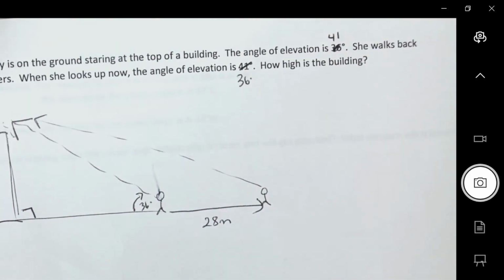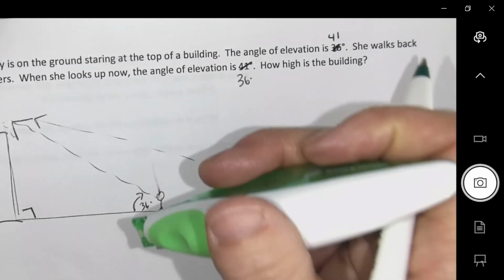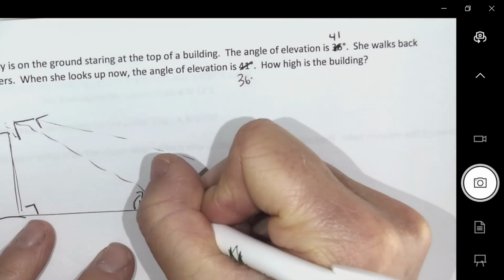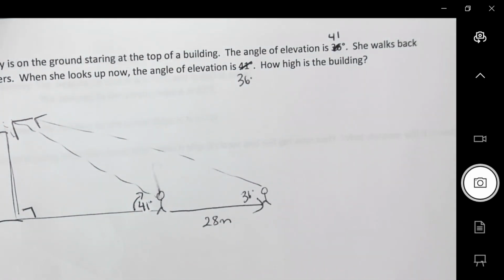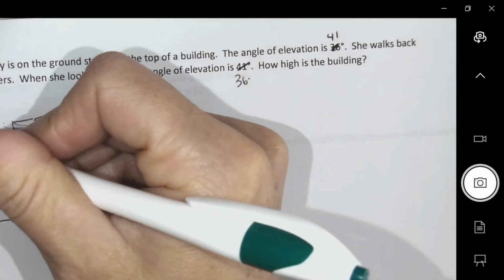Okay, so we're going to put the 41 here. And then walking back, now it's a 36. Does it make sense that when you get closer up to something, your head has to tilt higher, your angle's steeper? When you're really far from something, you don't have to tilt up as much. If I'm looking up to the ceiling and I go closer, closer, closer, my angle's getting bigger, right? So that's why I had a faulty question there. Okay, so how high is the building?